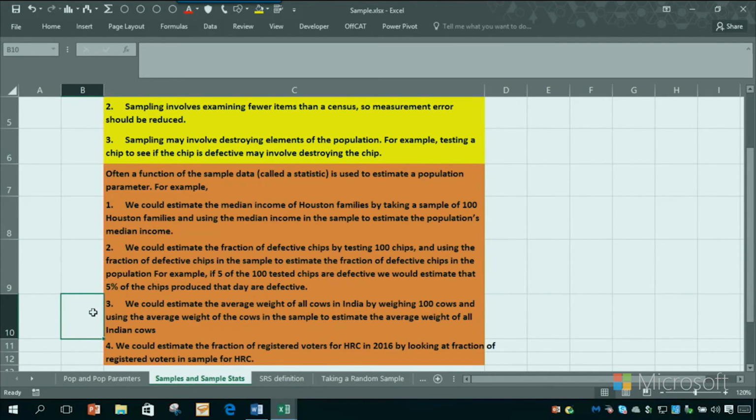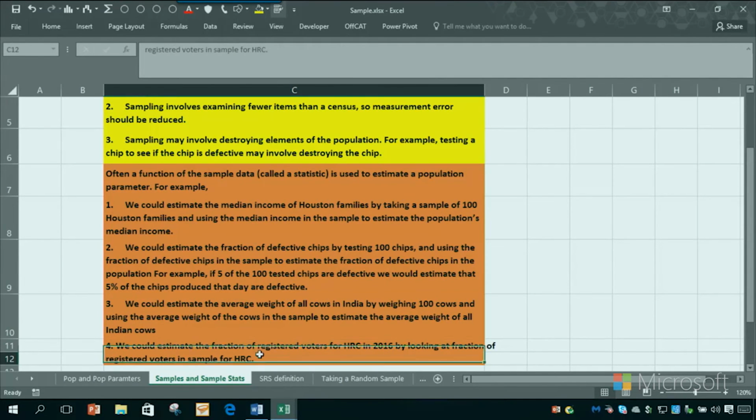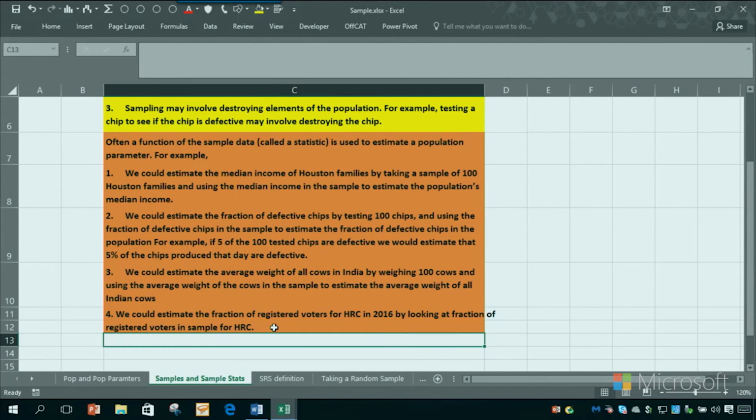You could estimate the average weight of all the cows in India by perhaps weighing 100 cows and using the average weight of all the cows in the sample to estimate the average weight of all the Indian cows. You could estimate the fraction of registered voters for Hillary Rodham Clinton in 2016 by looking at the fraction of registered voters in a sample that were for Hillary Rodham Clinton. And I think we probably saw plenty of polls during the election, particularly if you looked at realclearpolitics.com that summarized the polls.